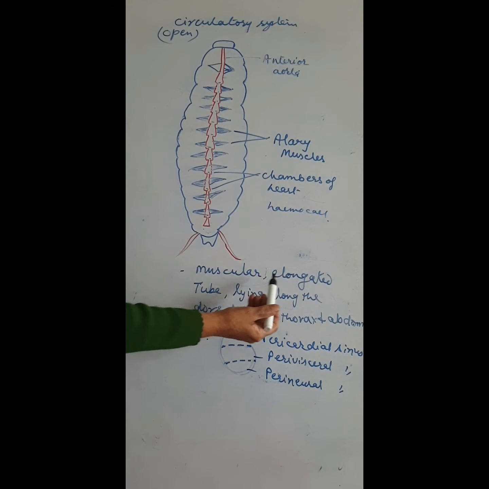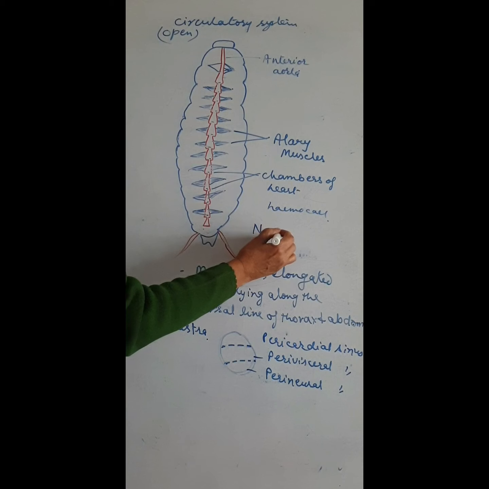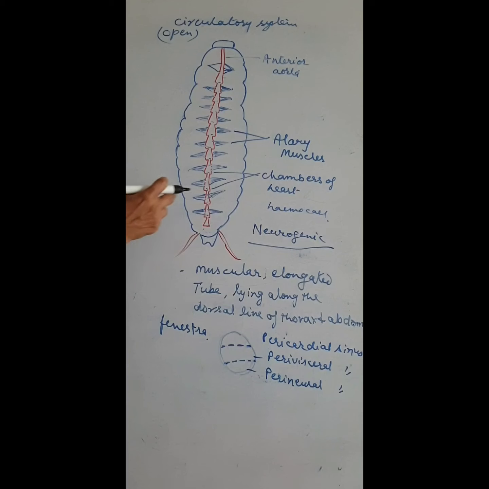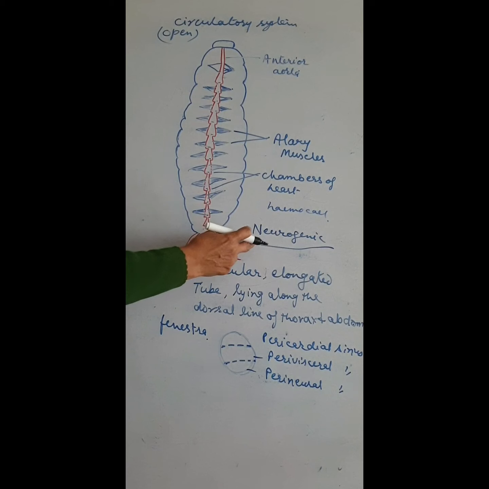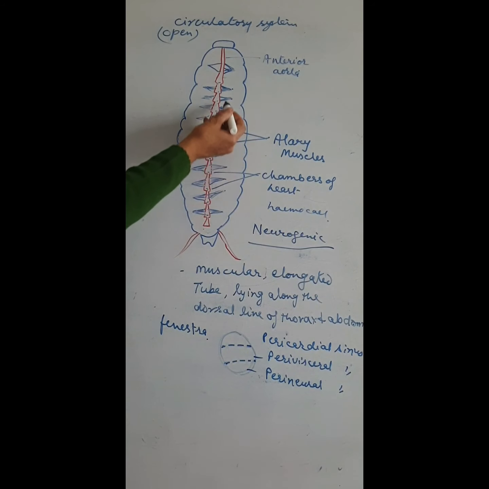We have written here a muscular elongated tube-like structure. The heart is neurogenic, which means the impulse for the contraction comes from the brain. Our heart is not neurogenic, our heart is myogenic. So the neurogenic heart is supported by 12 pairs of fan-shaped alary muscles, and these alary muscles control the heartbeat.